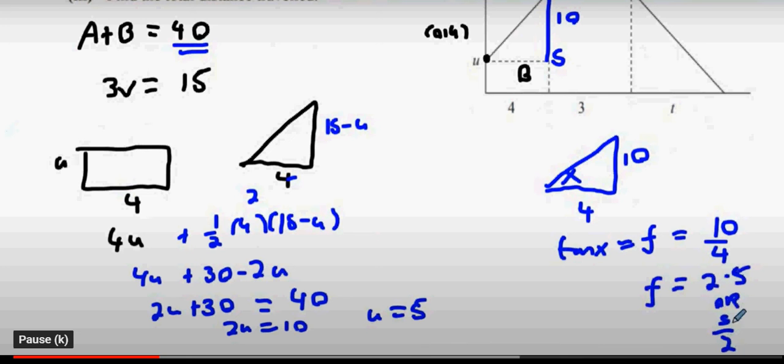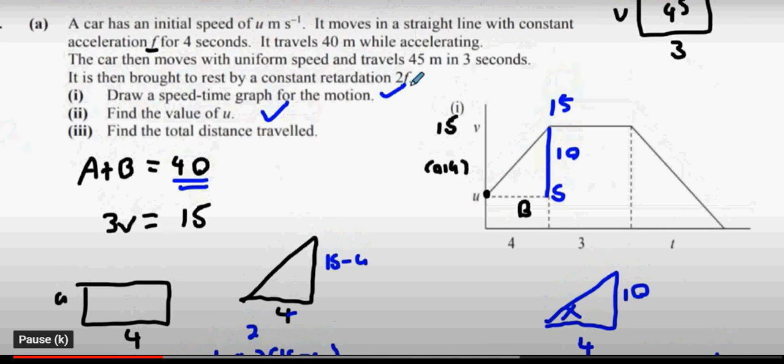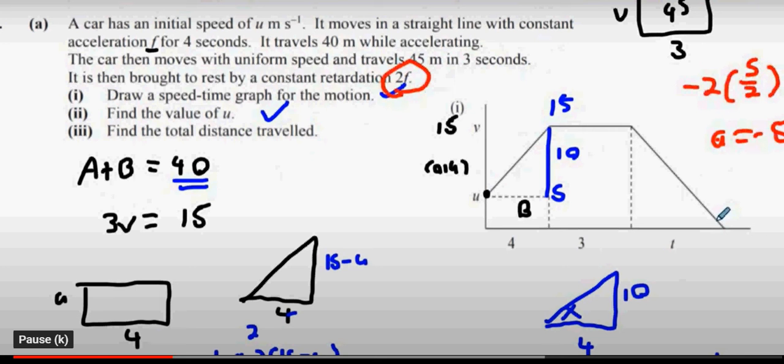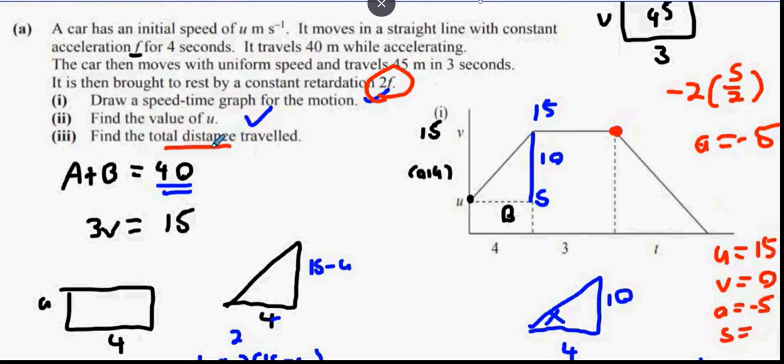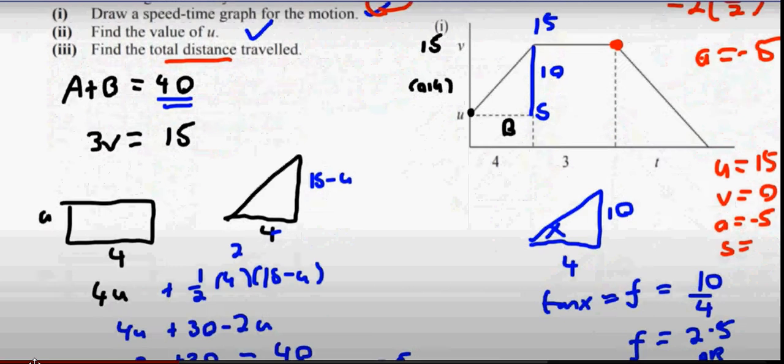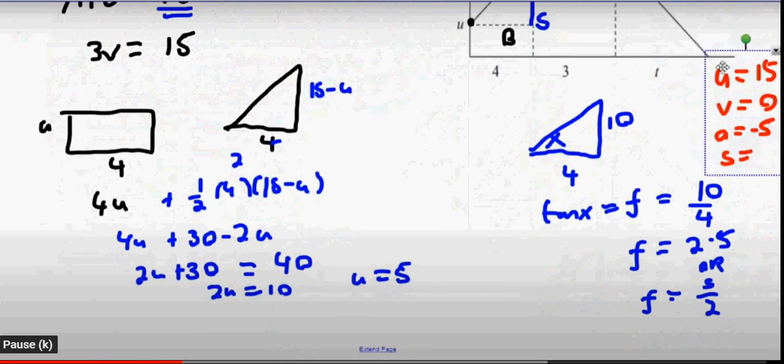Now we have to do the deceleration. The deceleration is 2f, so it's going to be 2 times 5 over 2, and that means the deceleration is minus 5. So now we have enough information about the final triangle, or the deceleration period. We know it starts off at the red dot, the u value is 15, decelerates down to rest, so a v value of 0, an a value of minus 5, and an s value of, we don't know, that's the point of the question.